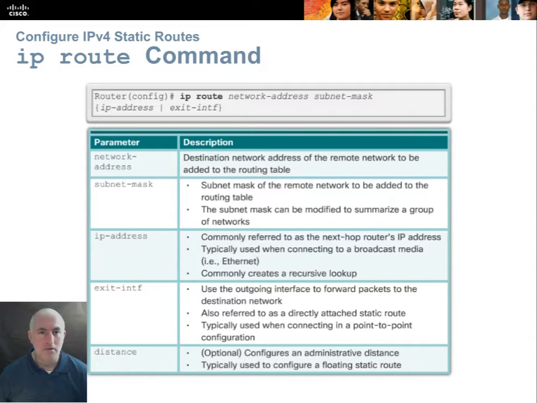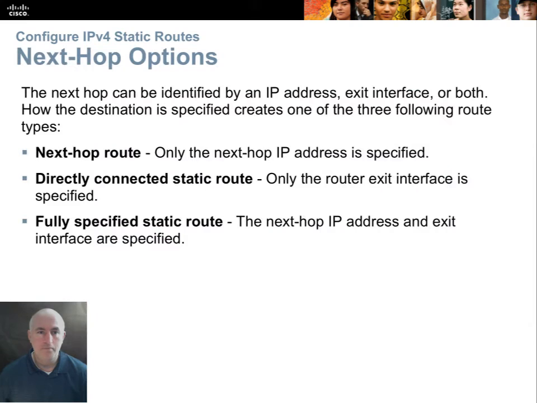The command is simple. The static route command, no matter what you're doing, whether you're doing a route for a default network or you're doing a route summarization, it starts with the command ip route. And then we're going to provide the destination network address and the mask. And then the third piece of information is either the exit interface or the next hop IP address. The next hop can be identified as an IP address, an exit interface, or both.